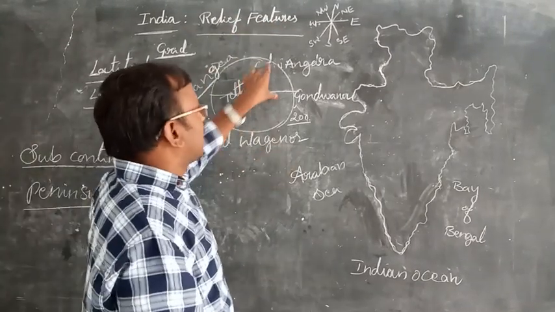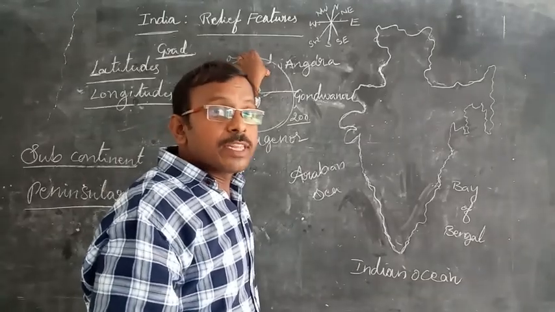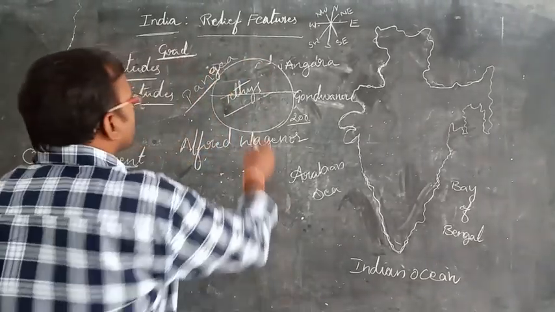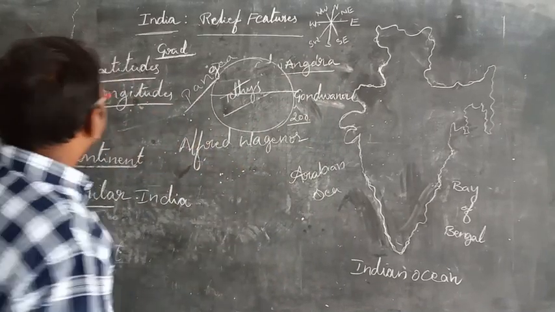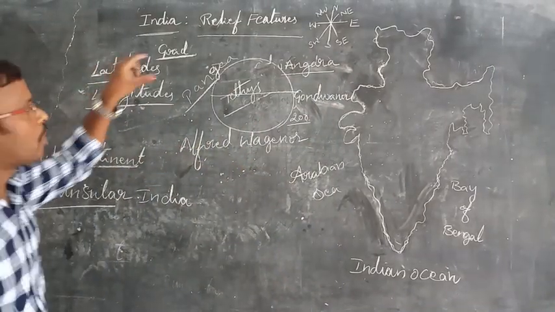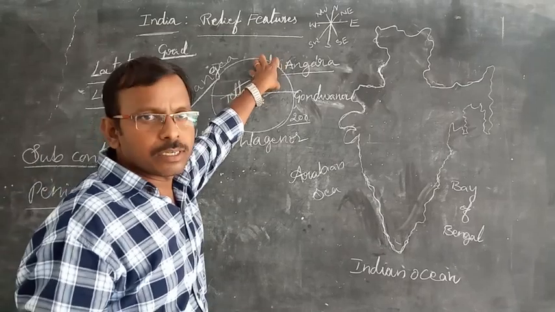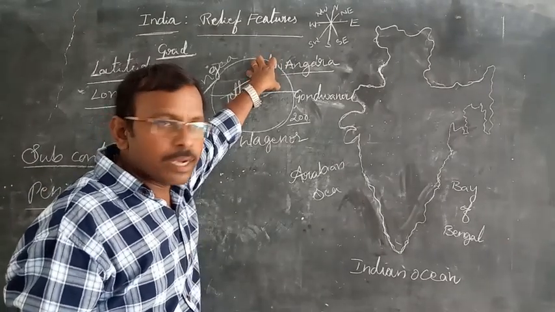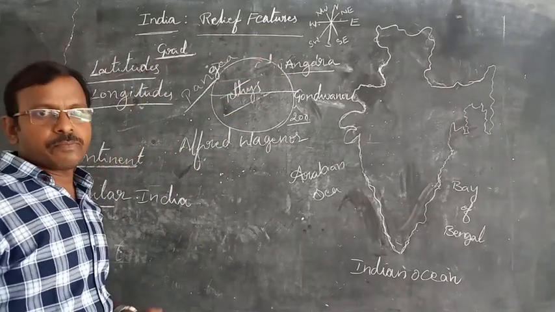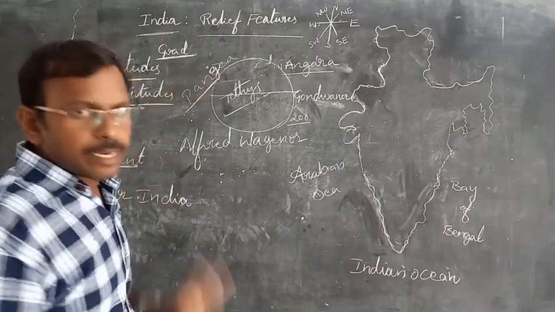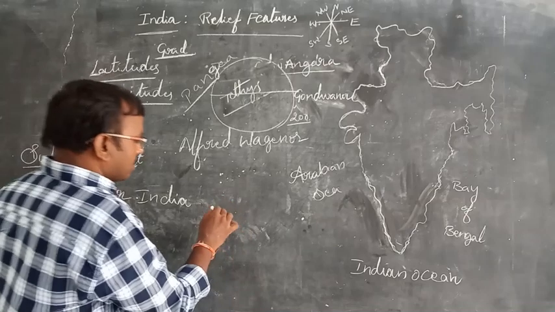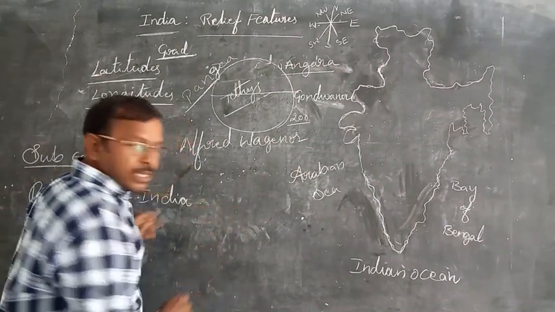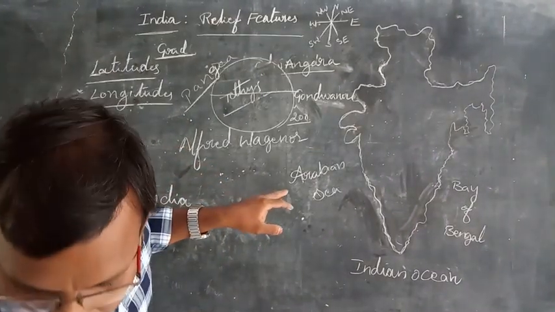Now India is located in the northern hemisphere. Where is it located? Northern hemisphere. And that comes to latitudes and longitudes. How can we find out India's location? Based on latitudes and longitudes. So India is located with the help of latitudes and longitudes. We can see how it was located.